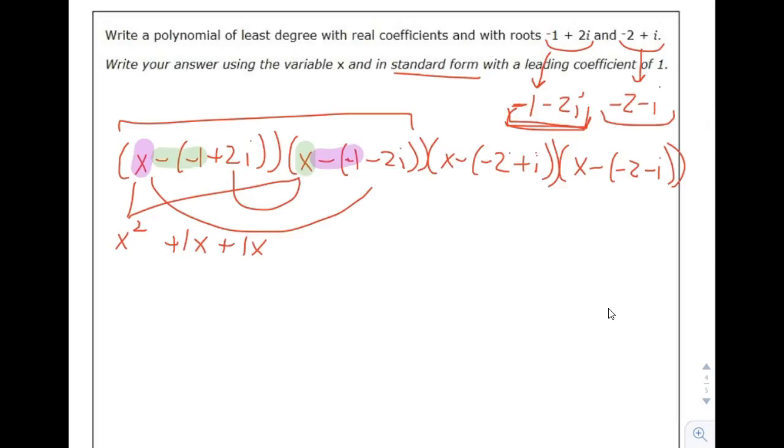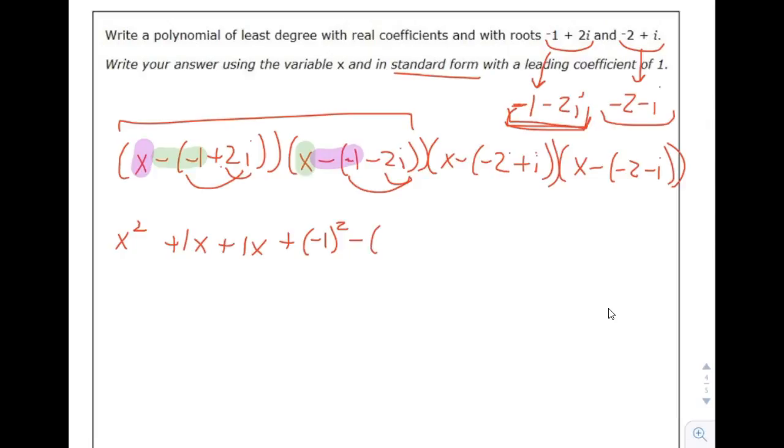And then finally, I'm going to multiply together these last two. I'm going to multiply the two last terms. And when I multiply together conjugate pairs, it's like I do a mini FOIL. And so I'm going to get negative 1's quantity squared, and then the middle term is going to be canceled out, right? And then the last term is going to be positive 2i multiplied times negative 2i, so that's going to give me negative 2i squared, right?